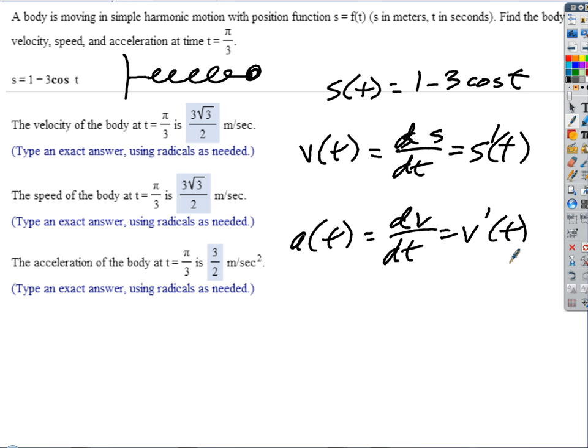So another way of writing acceleration would be the second derivative of position.